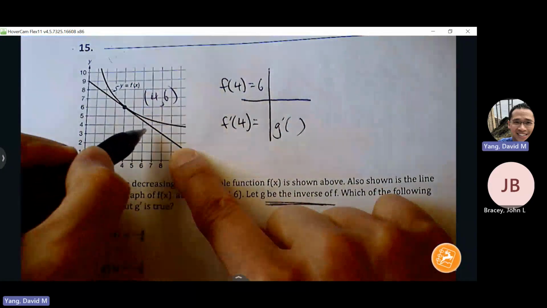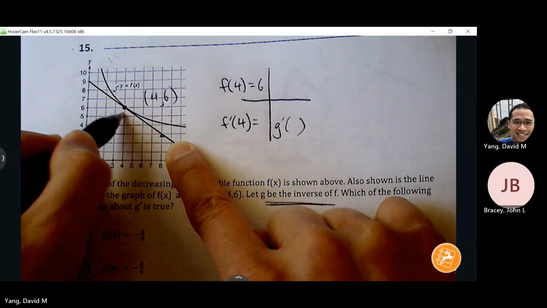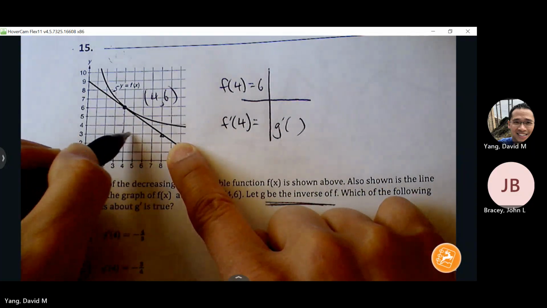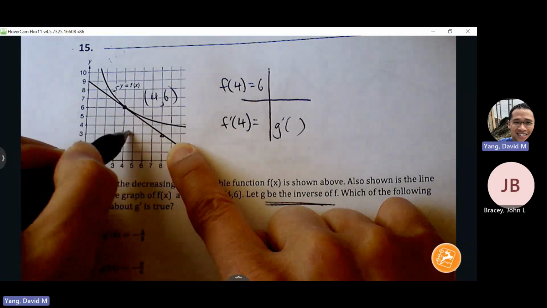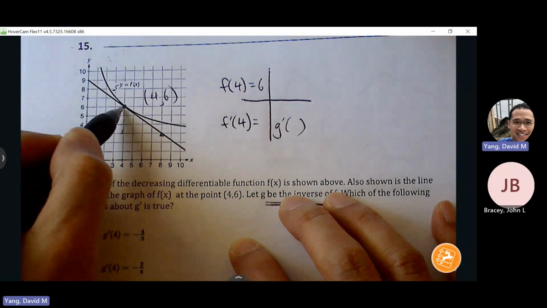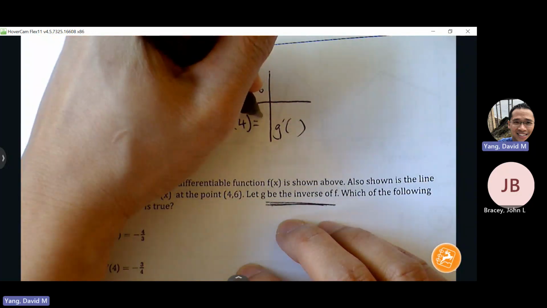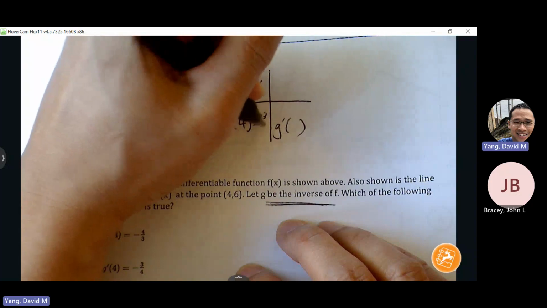I can just pick any 2 points, find the slope of this curve. 1, 2, 3, 1, 2, 3, 4, -3/4. The slope of this line is the same as the slope of this curve at this point. So the slope at 4 is -3/4.